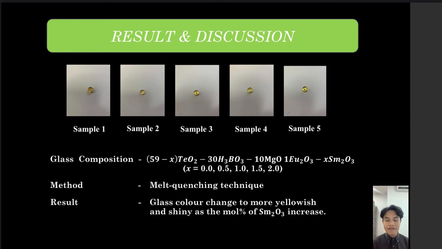These are the samples that have been prepared in this research, using the glass composition that I mentioned earlier: tellurium oxide, boric acid, magnesium oxide, europium oxide, and the variation of samarium oxide, by the melt quenching technique. As you can see here, the glass color changed to more yellowish and shiny as the mole percent of samarium oxide increased. This is due to the transmittance that occurs in the band gap of the glass sample.